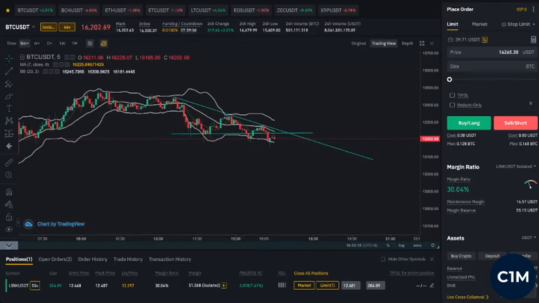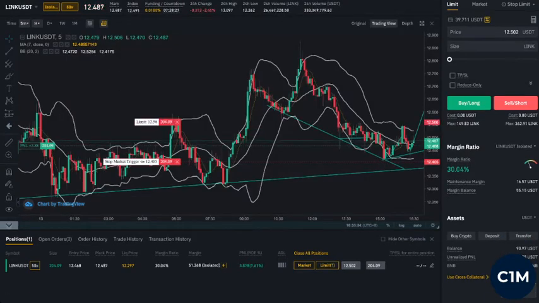So let me just pull up Lumens, Stellar Lumens. Okie dokie.